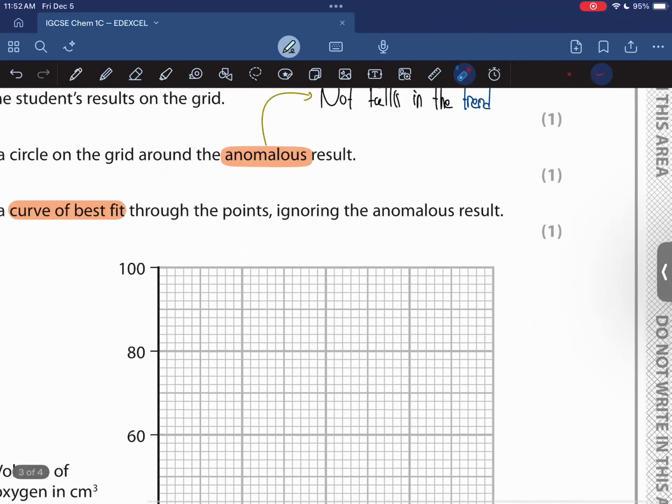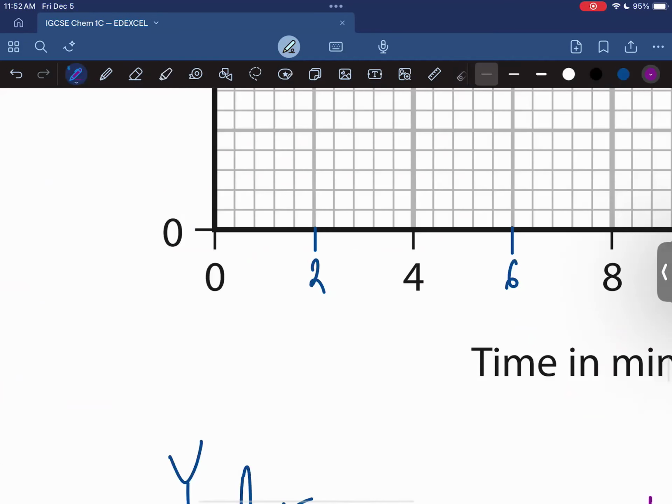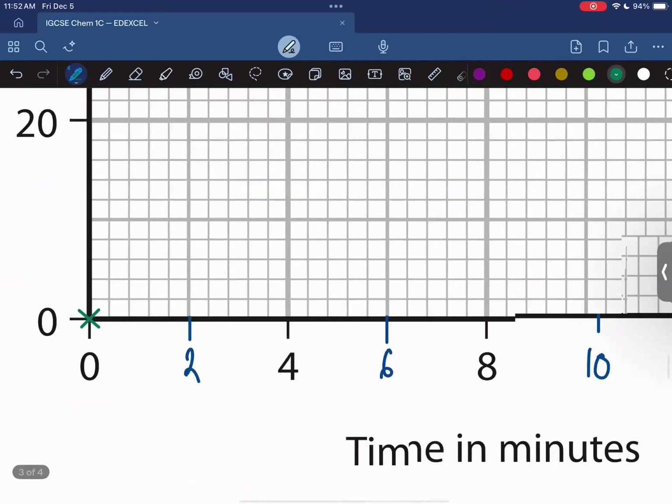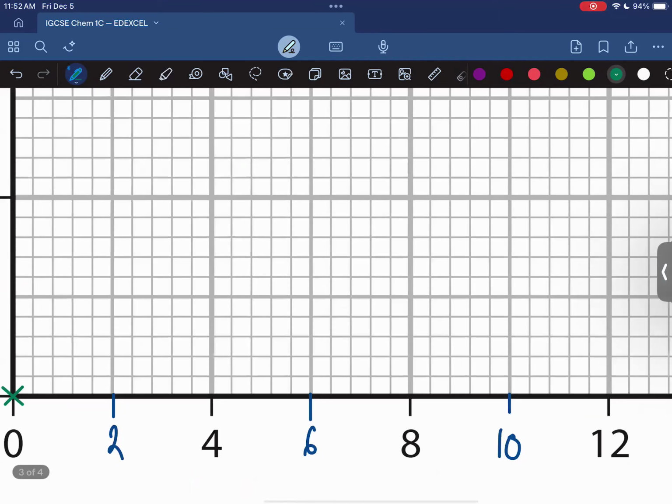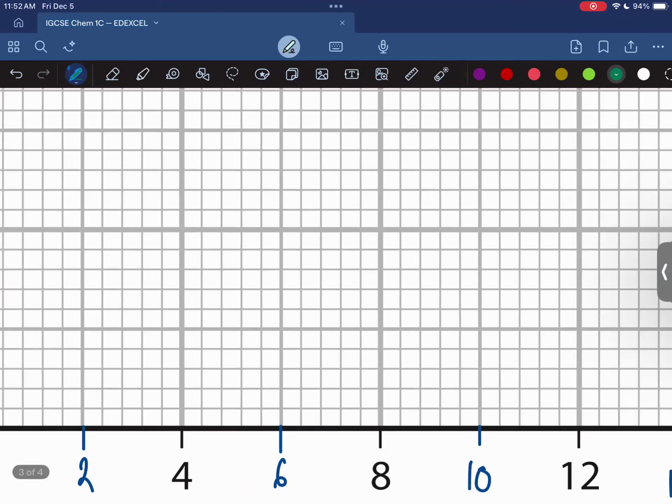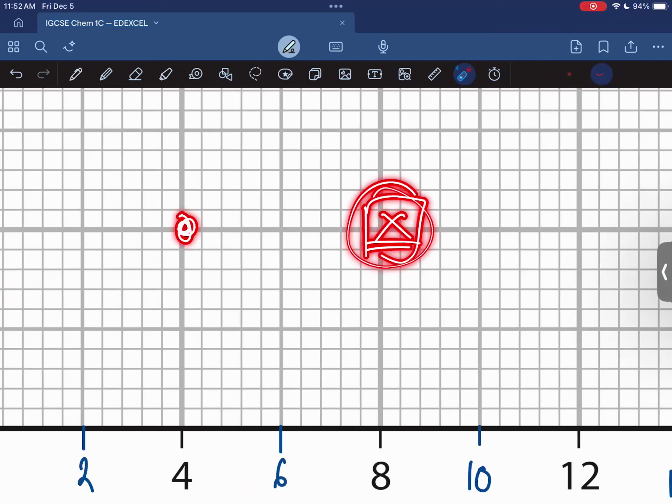For 0, this is going to be 0. While plotting these graphs, do not use a dot. Use a cross, use these boxes, use this cross. Do not use a dot, okay?